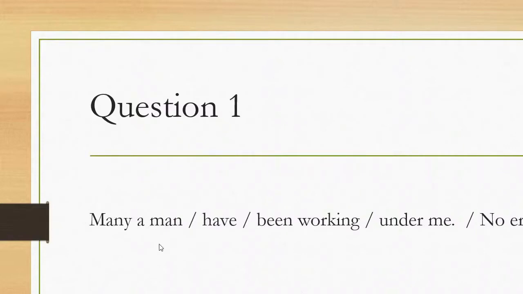Now, if you look at this sentence, many of us would feel that this term "man" is the subject. Is it clear? We normally consider it so, because without man there cannot be an action. So working depends on man. The sentence is "many a man have been working under me," and there is this option called "no error." If you closely observe this sentence, you have to find out whether there is an error or no error.